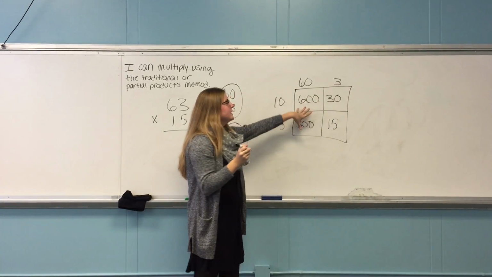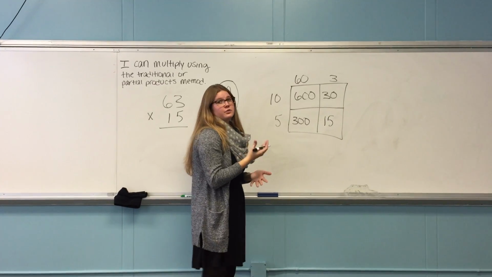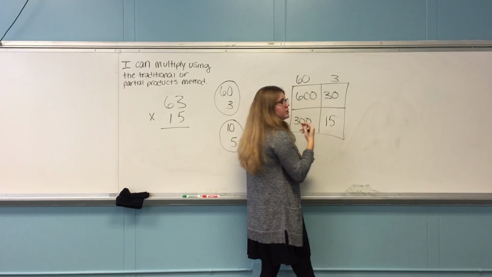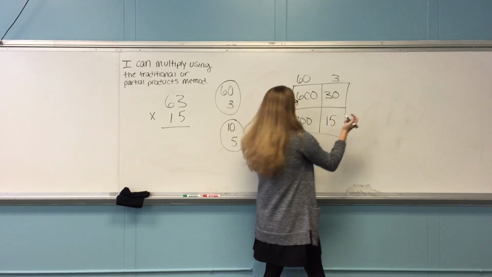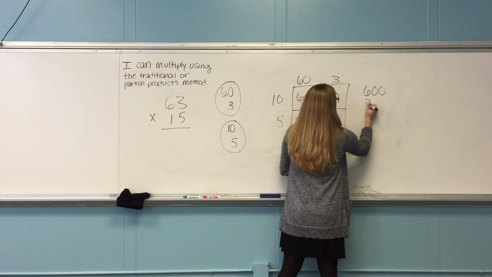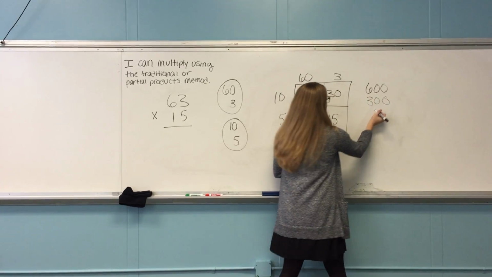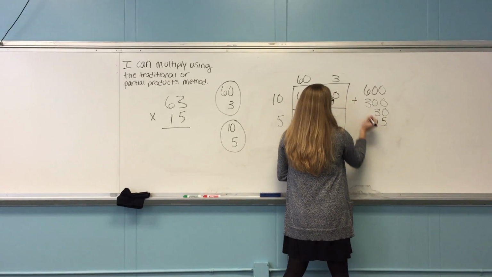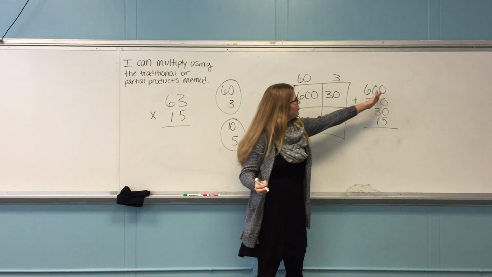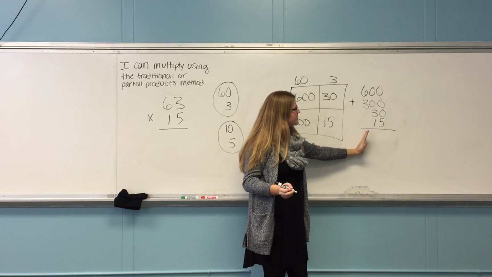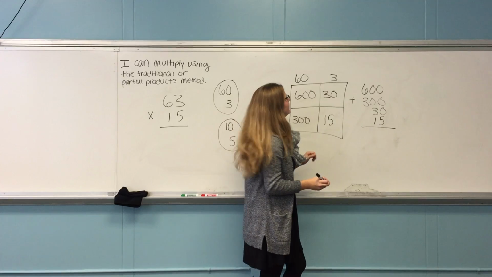Okay, and now we're going to take all these products, we're going to add them together for our solution. Remember, place them in order from biggest to smallest, and make sure your place values are lined up and good to go. So we have 600, 300, 30, and 15. All the numbers in my ones place are lined up, my tens places are lined up, and my hundreds places lined up. So we're good to add.